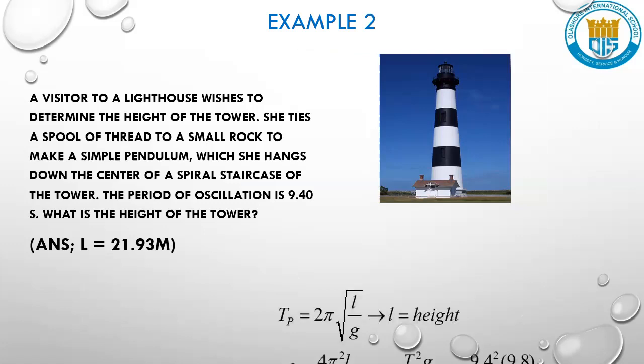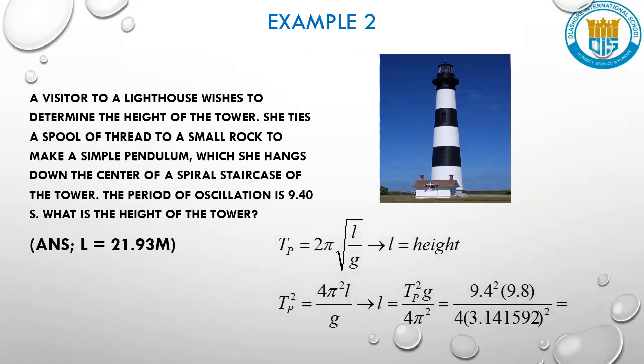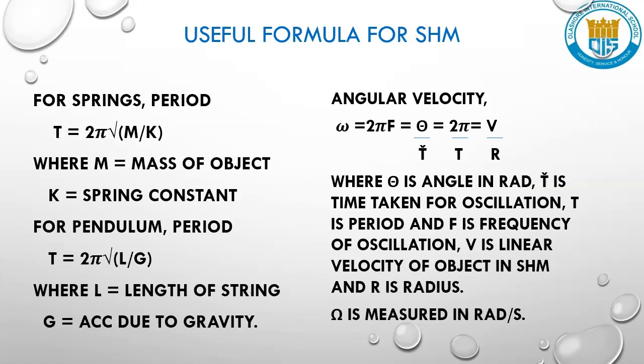Good. So here is the solution. T equals 2 pi root L over g. You are asked to find the height, that's the length. If you do it well, your answer will be 21.93 meters. Now, useful formulas. We are rounding off very shortly.